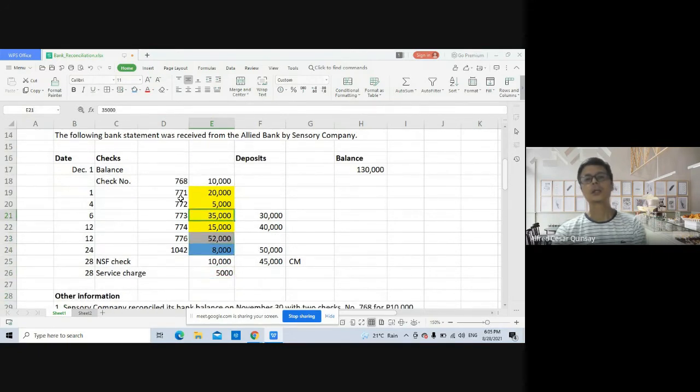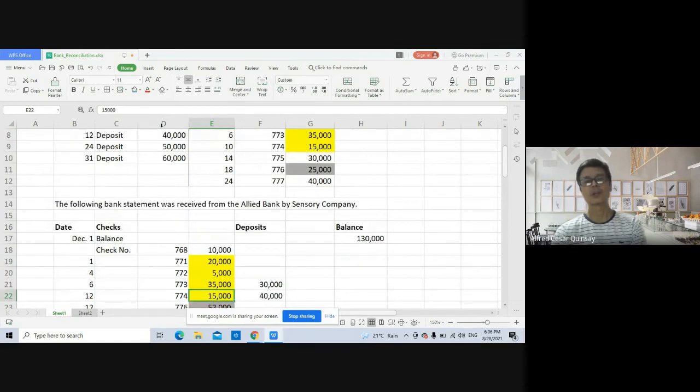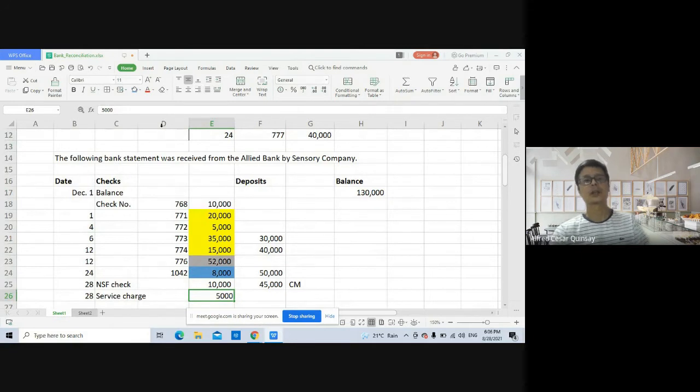And then here we see an NSF check. With an NSF check, usually the bank discovers and recognizes that first. NSF simply means non-sufficient funds, so it will be reverted to accounts receivable. So that's for 10,000, and then the service charge. The service charge is also initiated by the bank, so they are the ones who first recognize it, but the company has not yet recognized that 5,000. So that will be a reconciling item for the company. So these two.